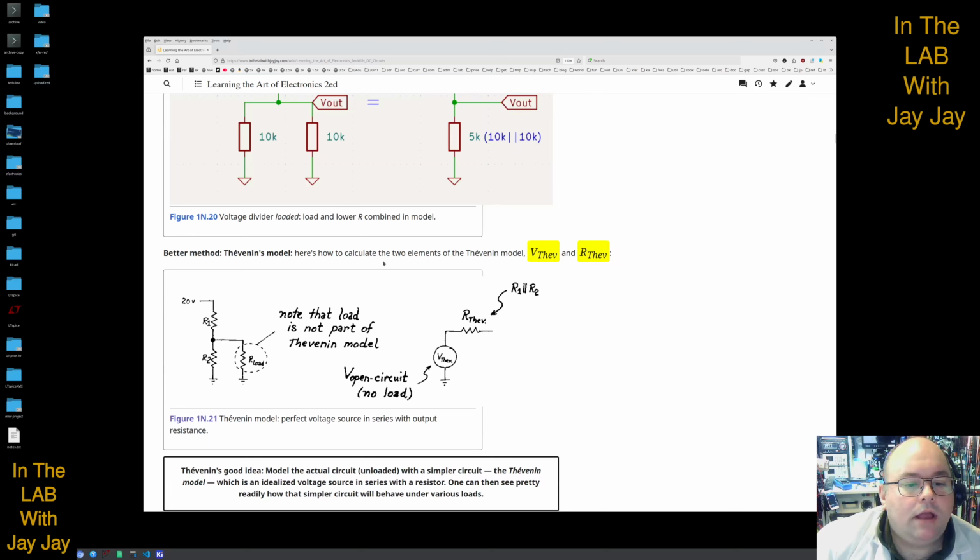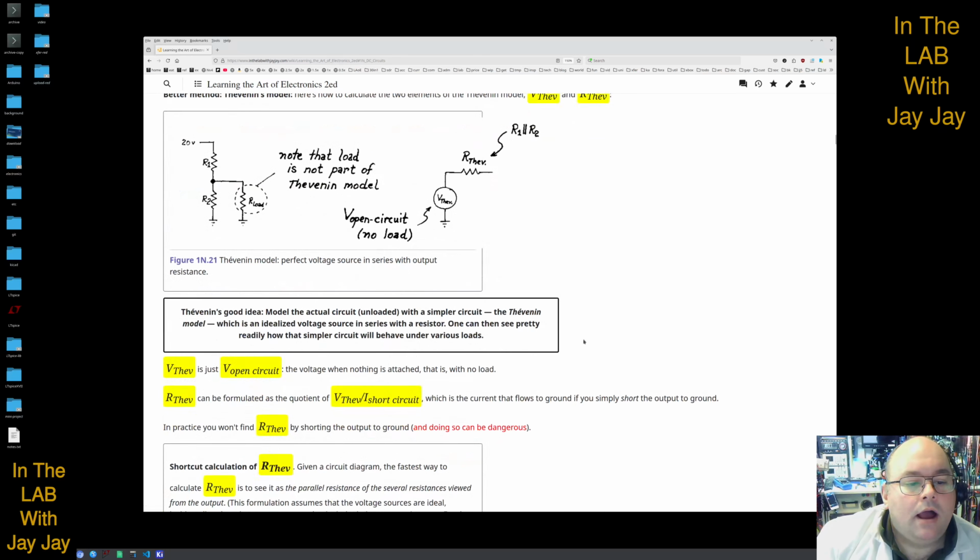But then they show us this better method. It's called Thevenin's model, and you use the model to calculate the Thevenin voltage and the Thevenin resistance. So note that the load is not part of the Thevenin model. So you just ignore the load, and the Thevenin voltage is just what V out would be if the load were not attached, and the resistance is just R1 in parallel with R2. And this is the Thevenin model, perfect voltage source in series with output resistance. There you go. Thevenin's good idea.